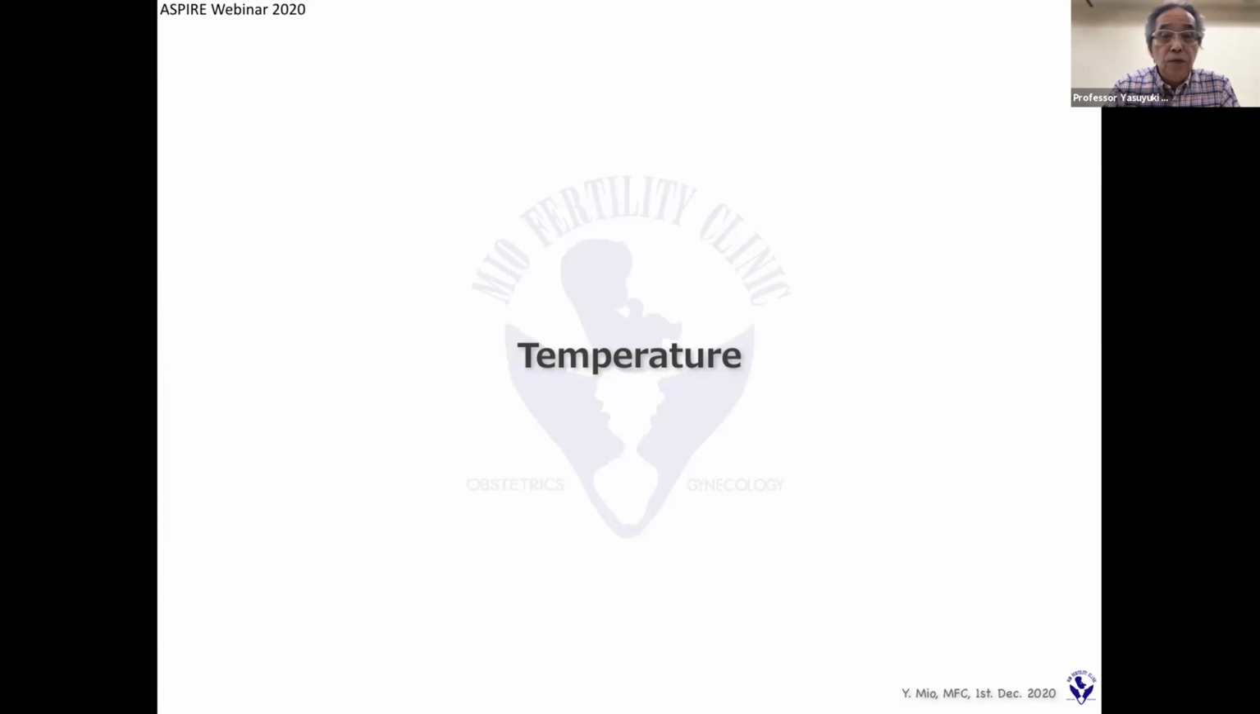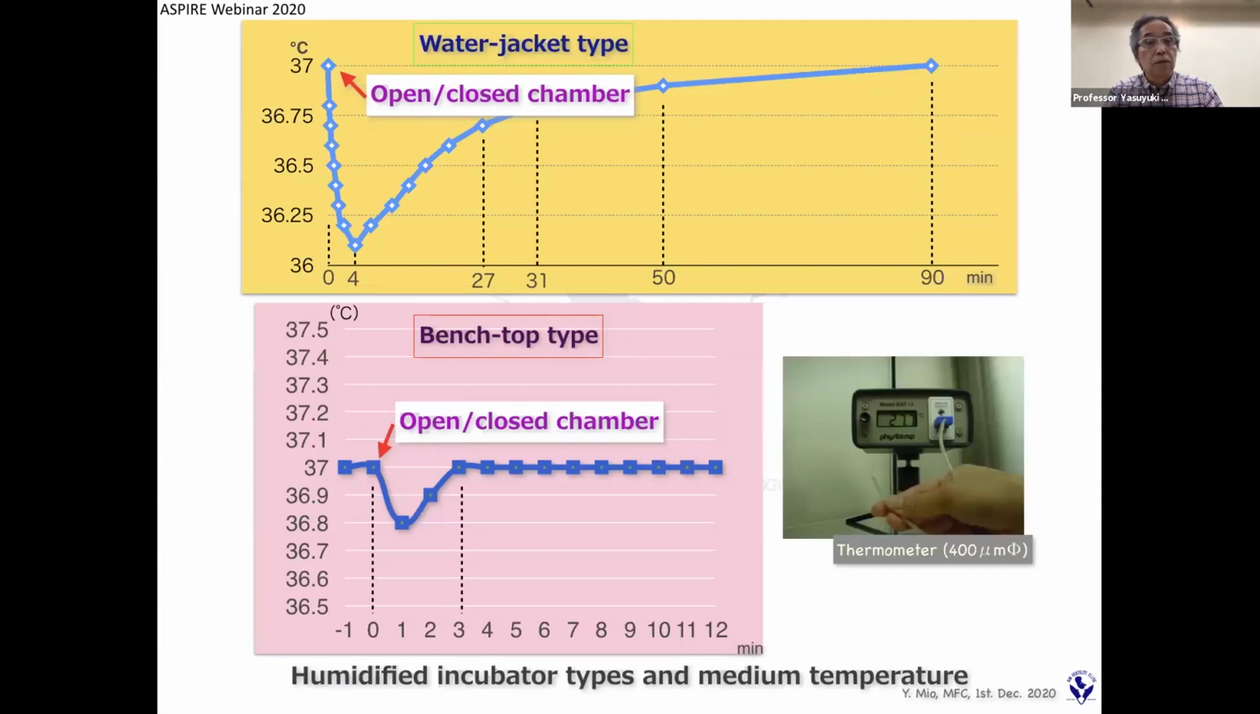First of all, I'm going to focus on a change of temperature in a culture dish over time. This is a change of temperature in the bottom of the culture medium using a thermometer with a 400 micrometer fine sensor. As you can see, once the chamber was opened and then closed, in both types of incubators, the temperature of culture medium rapidly dropped to 36.1 degrees Celsius in the water jacket type and to 36.8 degrees Celsius in the benchtop incubator.